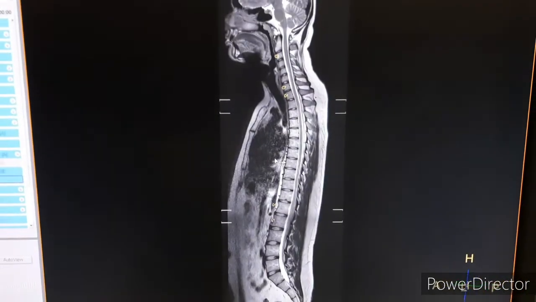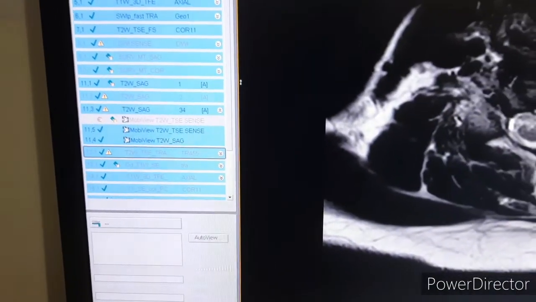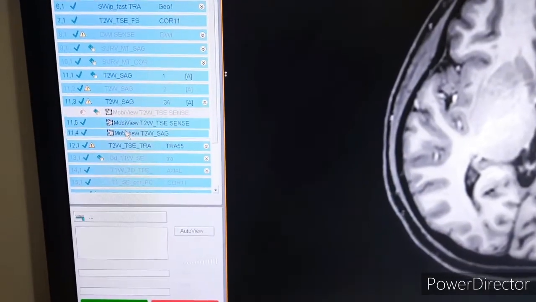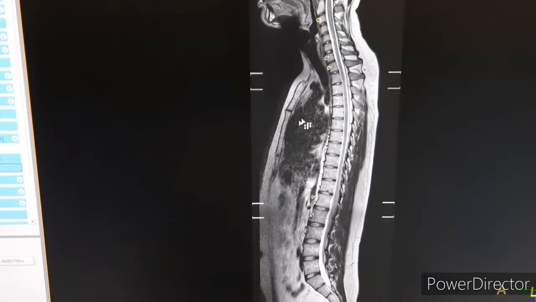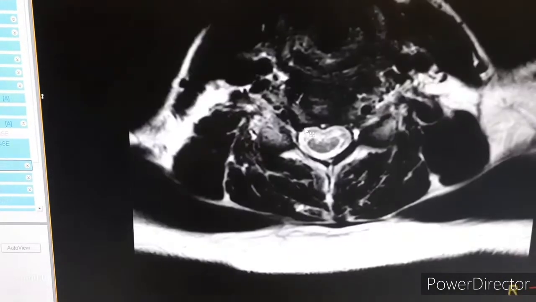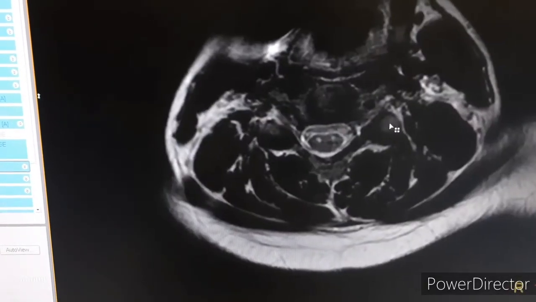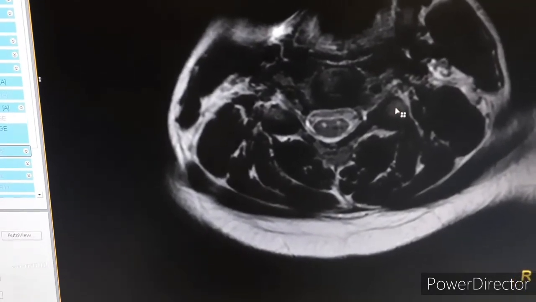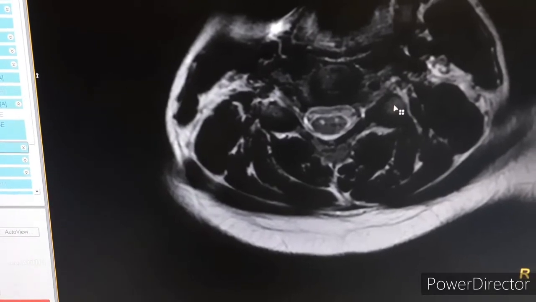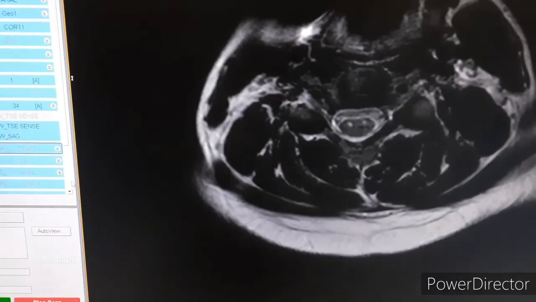You can see here we have acquired like this. In case you find any abnormality in the spine or optic nerve, you have to take axial at that level, like we have done in this case. The signal was found in the cervical spine region, so we have to take T2-weighted axial at that level, and post contrast T1FS as well.